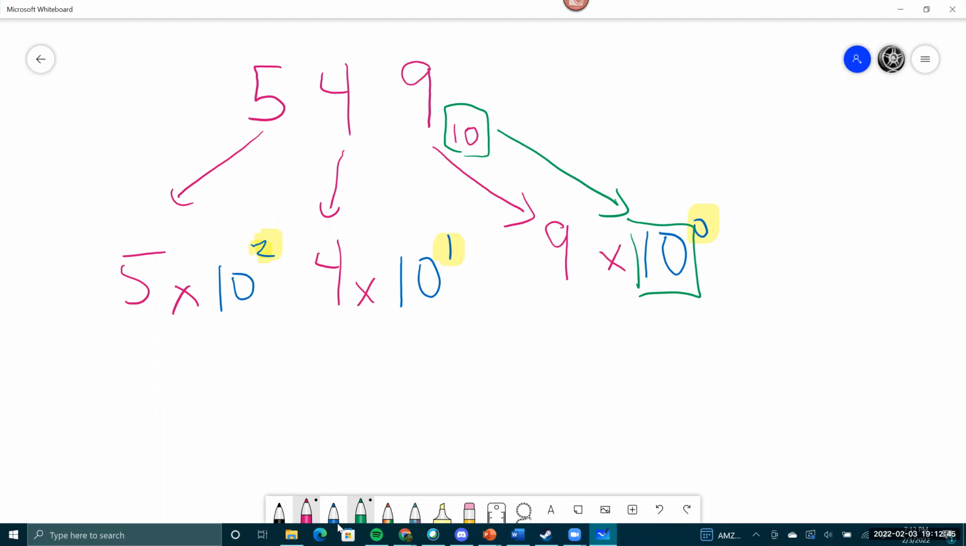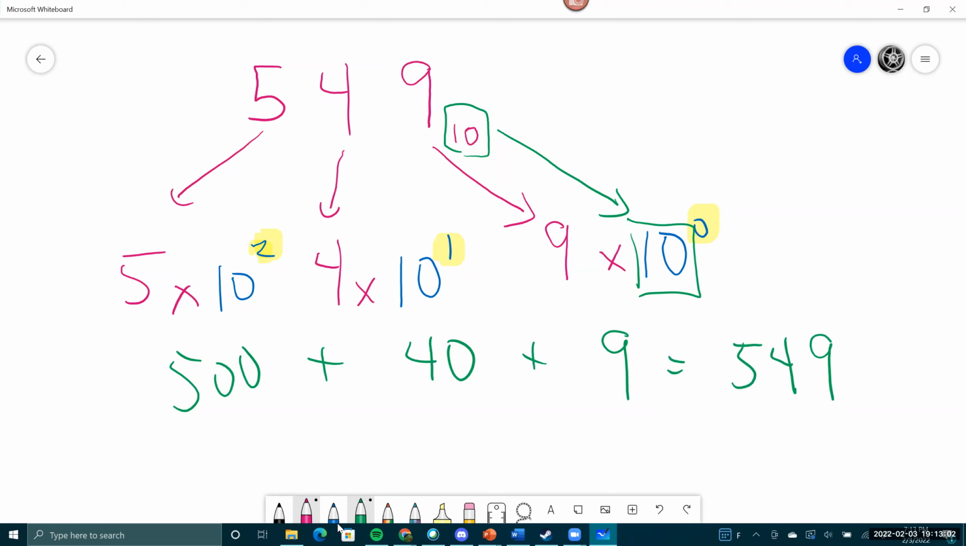Okay. And in this case, if we do it, this is very straightforward. 9 times 10 to the 0 is 9. 4 times 10 is 40. And 5 times 100 is 500. Okay, so this is just a way of showing what a number base is, or the powers associated with the number base. What I just showed you is also the easiest way of getting the decimal value of any number base. Okay, so let's see what I mean.